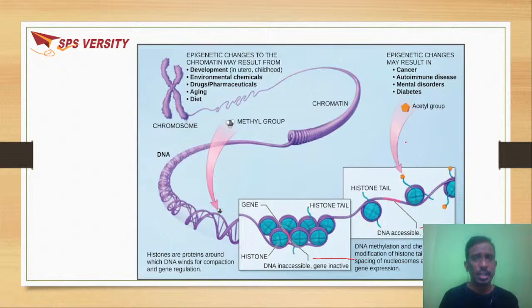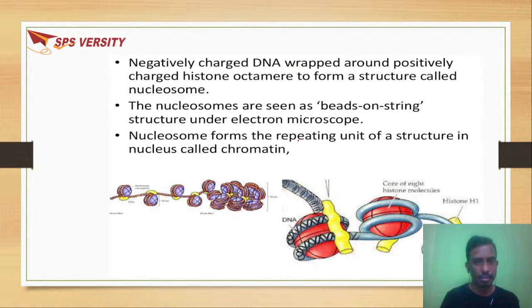So this is a chromosome which is made up of DNA. This entire structure, where 8 molecules of histone proteins are associated with DNA, is called a nucleosome. In DNA there are many nucleosomes.